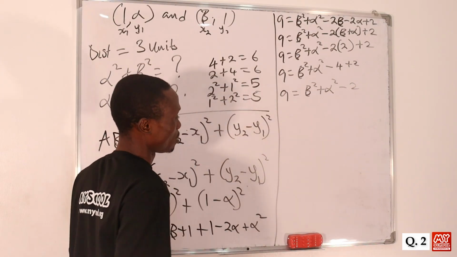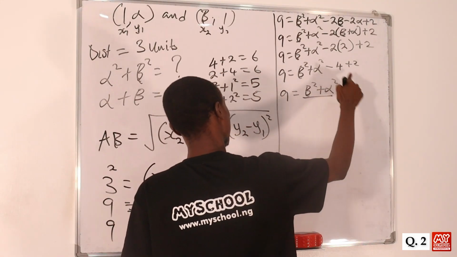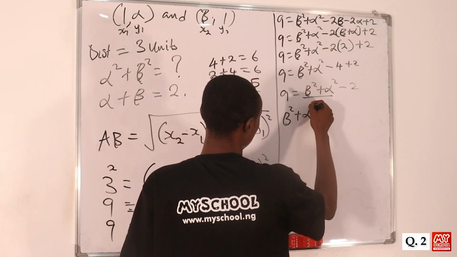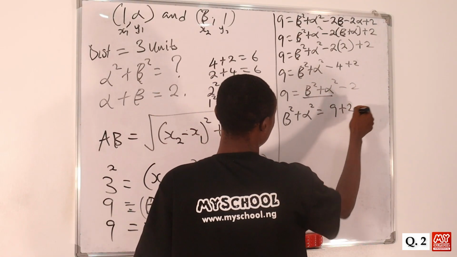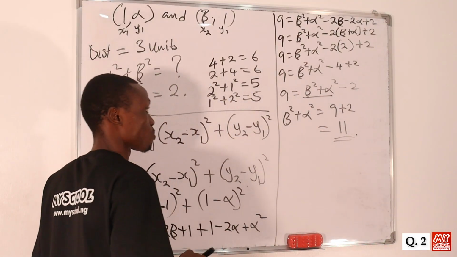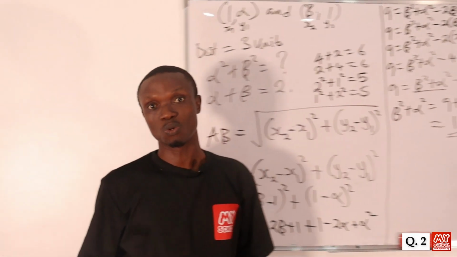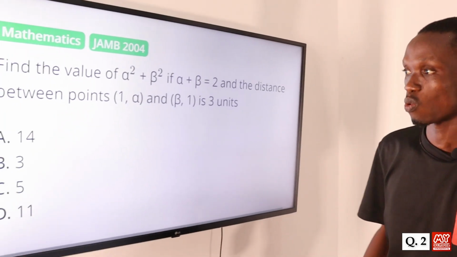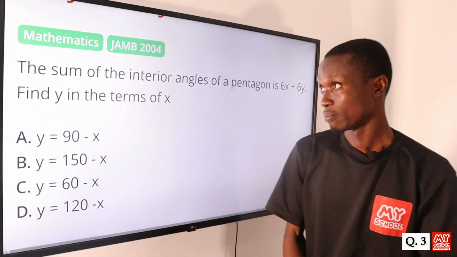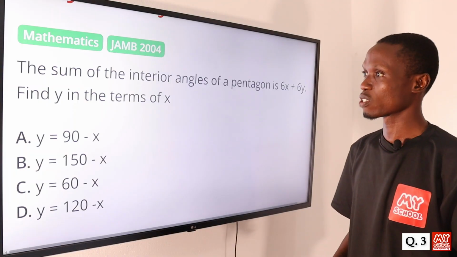It doesn't change anything. Okay, so since we are looking for this, we move minus 2 to this side of the equation, so that our beta square plus alpha square is equals to 9 plus 2, and that will be equals to 11. Okay, meaning that the value of alpha square plus beta square is equals to 11. So let's return back to the screen to pick the correct answer to this question, and that is option D, 11. Question 3. The sum of the interior angles of a pentagon is 6x plus 6y.